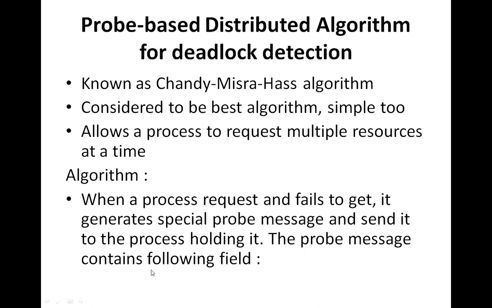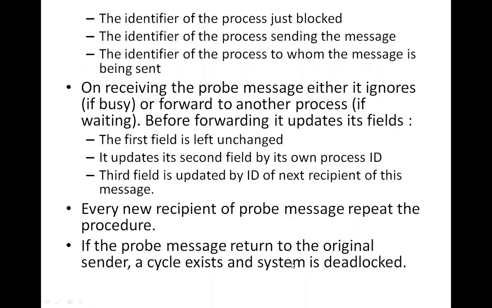And this probe message contains the following fields. What are those fields? The first field will be the identifier of the process just blocked, and in this case it is the process P1. The second identifier will be the process who is sending the message. And the third identifier will be the process to whom the message is to be sent. So these three unique identifiers will be sent in the form of a probe message.